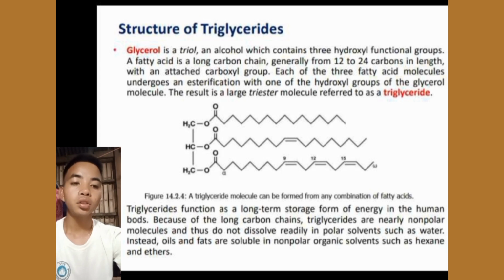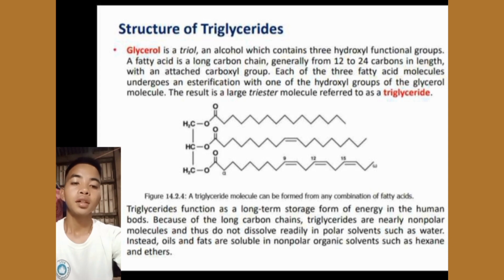The fatty acid chains can be saturated or unsaturated. Saturated fatty acids have no double bonds between the carbon atoms in the chains, while unsaturated fatty acids have one or more double bonds. The presence of these double bonds causes kinks in the fatty acid chains, which prevents them from packing together as tightly as saturated fatty acids. This makes unsaturated fatty acids more liquid at room temperature than saturated fatty acids.